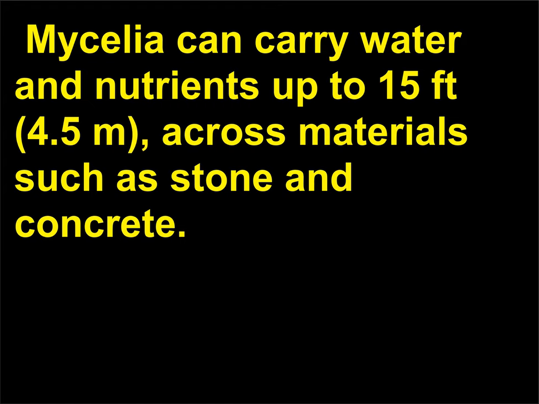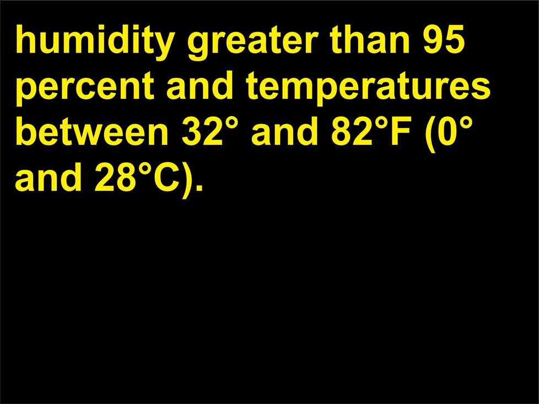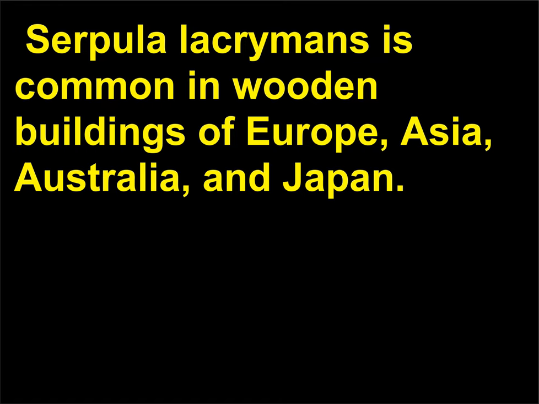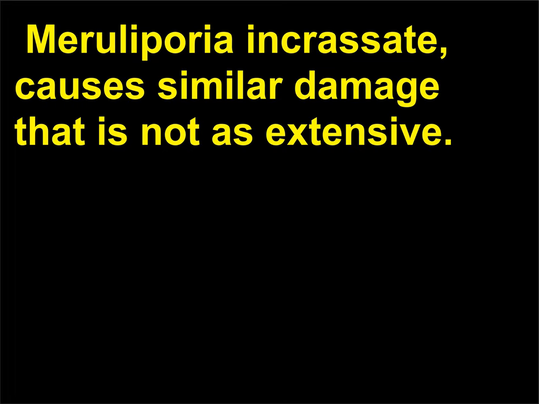The environmental requirements for the fungus are humid air with a relative humidity greater than 95% and temperatures between 32 degrees and 82 degrees Fahrenheit, 0 degrees and 28 degrees Celsius. Serpula lacrimans is common in wooden buildings of Europe, Asia, Australia, and Japan. It is uncommon in North America, although a related fungus, Meruliporia incrassata, causes similar damage that is not as extensive.